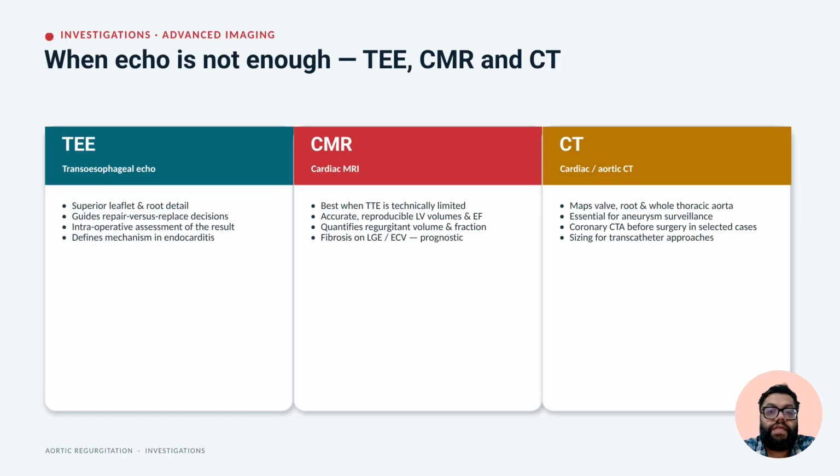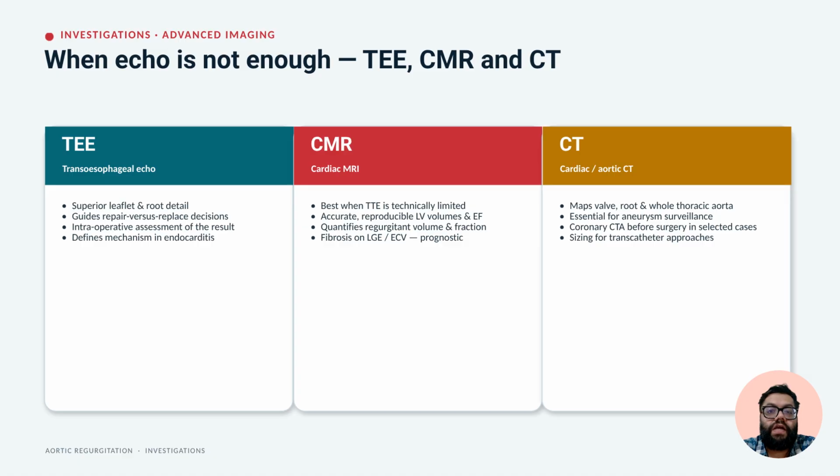When the transthoracic study leaves questions, three advanced tools step in, each with a niche worth knowing. Transesophageal echo on the left sits right behind the heart and gives exquisite views of the leaflets and root. It is the tool that helps the surgeon decide whether a valve can be repaired rather than replaced, and it checks the result on the table. Cardiac MRI in the middle is the reference standard. When echo windows are poor, it measures ventricular volumes and ejection fraction reproducibly, quantifies the regurgitant volume and fraction directly, and increasingly importantly, reveals myocardial fibrosis on late gadolinium imaging and extracellular volume mapping, which carries prognostic weight.